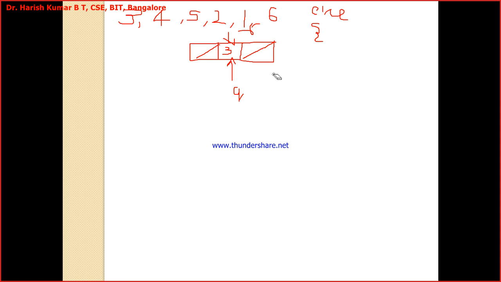So I come to the else part, and then I have to check if this element is lesser than the info field of the root node. If it is lesser than the info field of the root node, I have to travel along the left subtree, but I have to do this recursively until I reach the leaf node.